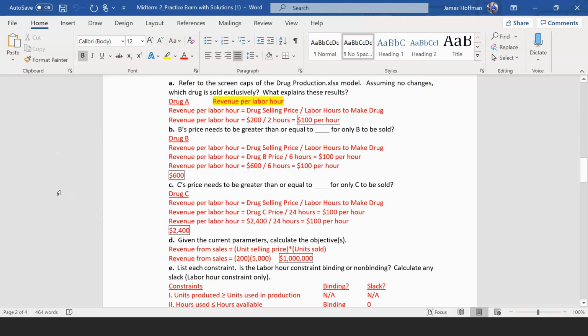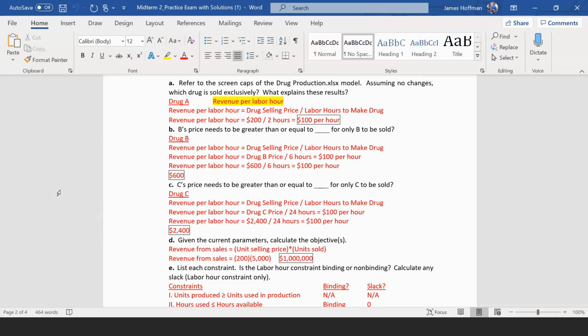Okay, what about drug C? So C's price needs to be greater than or equal to what for only C to be sold? All right, so you want to figure out the revenue per labor hour, just starting with the general equation of the selling price divided by the labor hours to make that drug. Okay, and we're trying to find the price. So what divided by the hours gives us the $100 per hour we're looking for.